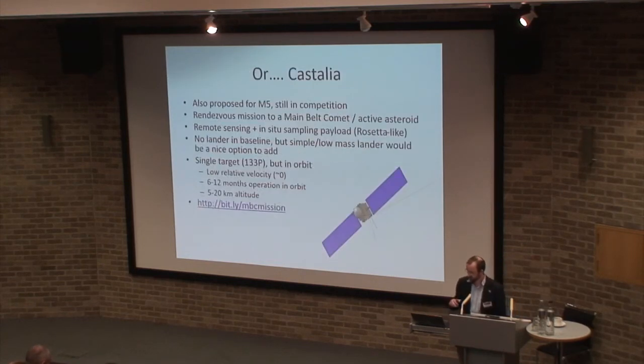And I'll end just with the last thing, which is we do have one other mission which is still in the M5 competition, which is a completely different mission. This is a rendezvous mission to a main belt comet, a bit like a Rosetta type thing, but cheaper. And although this doesn't list CubeSats as an option in the proposal, it does talk about potential for a surface payload like an asteroid type lander. One could imagine a CubeSat based on this instead.